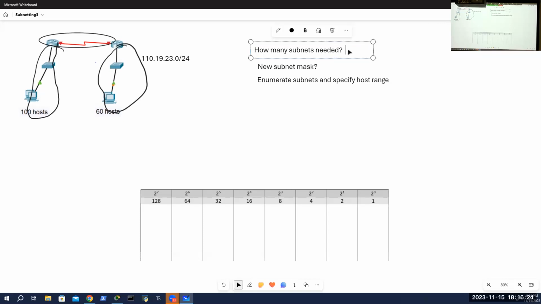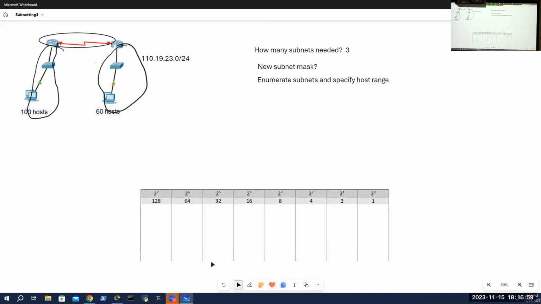Now, 3 isn't a power of 2, so we just have to come up with the next closest. I should have asked what the new prefix will be. So what is the new prefix? 26, right? We need 2 bits to accommodate 3 subnets because 1 bit isn't enough. 1 bit only gives us 2 subnets, so we need 2 bits to get us to 4.